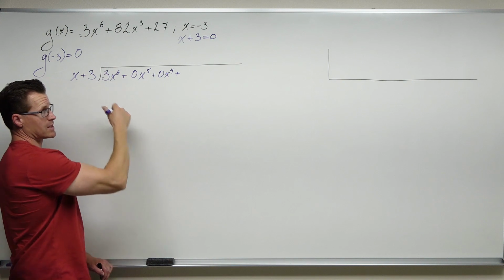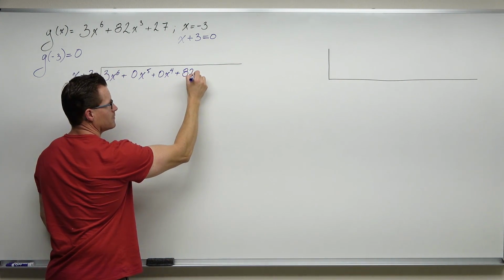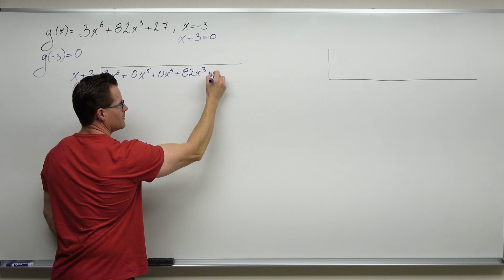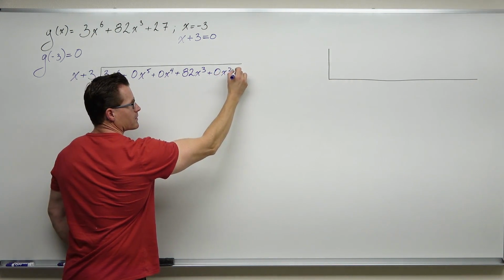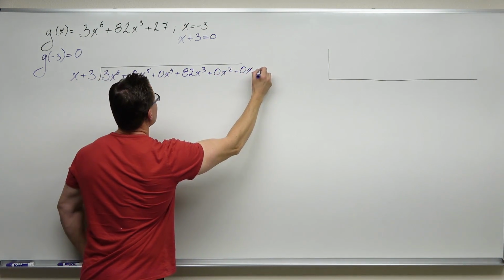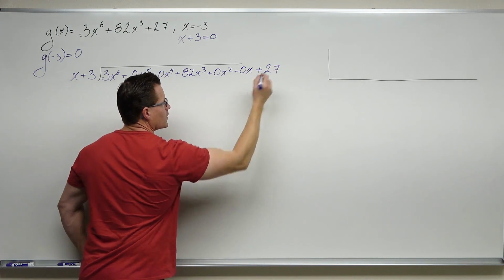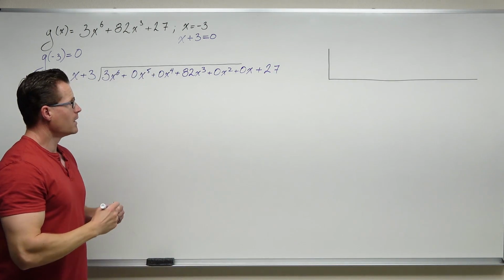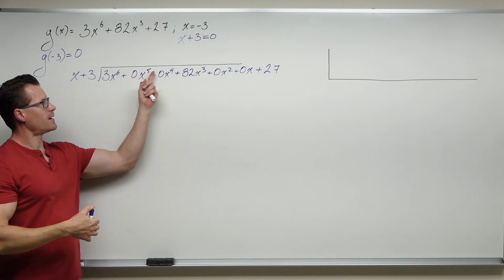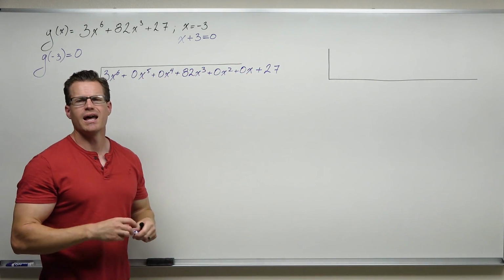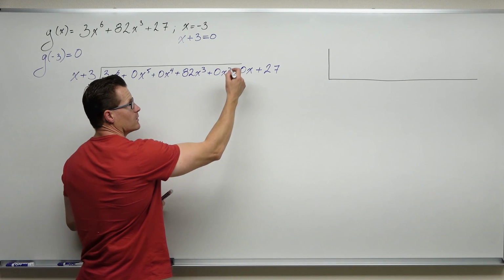0, x to the 4th. We actually have an x to the 3rd. We don't have an x squared or an x, but we do have a 27. And so we now have, let's make sure, 6, 5, 4, 3, 2, 1, constant, and we filled that out completely.